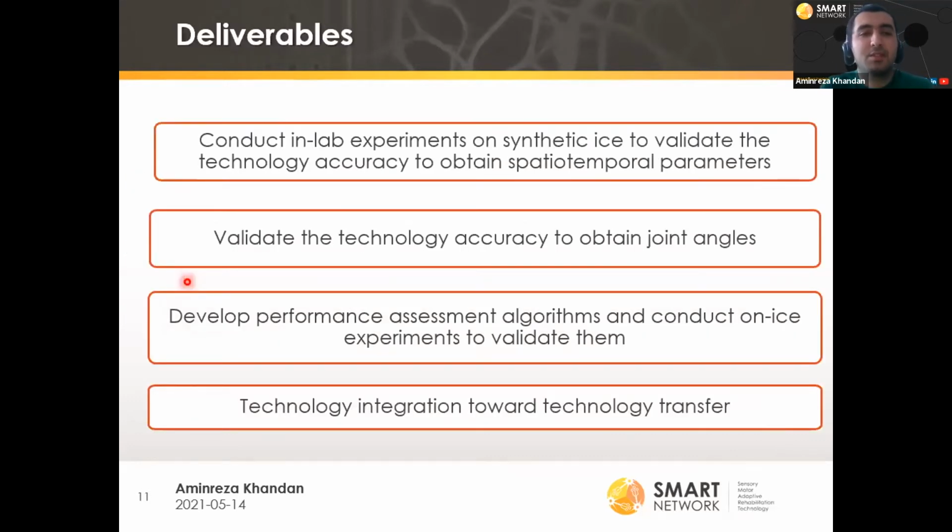The deliverables of this study are to conduct in-lab experiments, which are done by now on synthetic ice, and then validate the technology accuracy to obtain temporal spatial parameters, and also to validate the technology accuracy to obtain joint angles. Using those kinematic parameters, spatial temporal parameters and joint angles, we can develop performance assessment algorithms, then conduct analysis experiments to validate them. Finally, we can integrate this toward technology transfer.